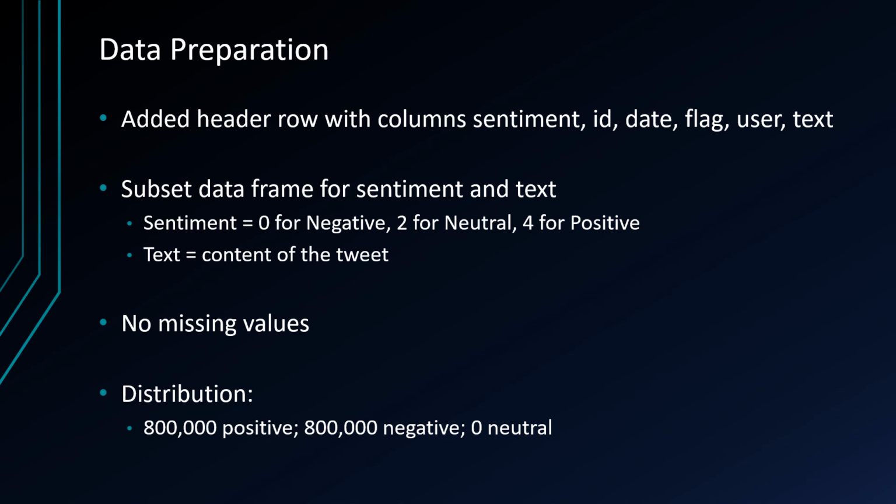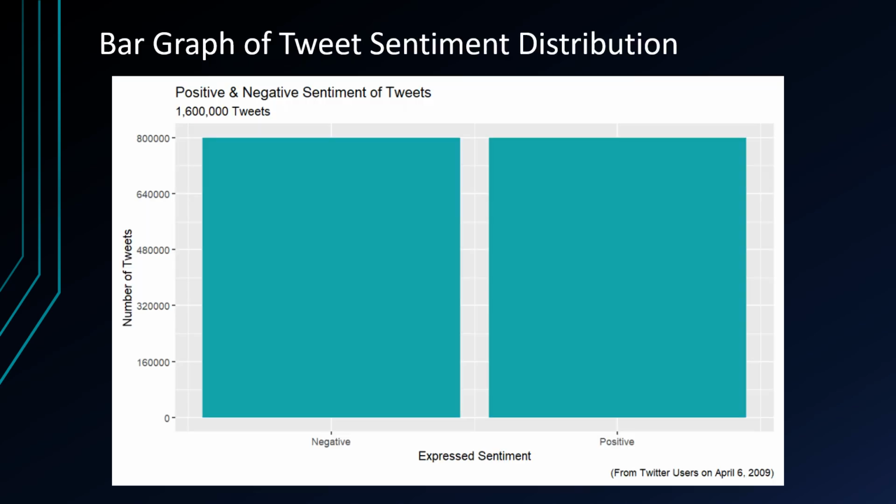The dataset contained no missing values, and the distribution of sentiment values showed 800,000 as negative and 800,000 as positive, which suggested that there were no neutral values. This was at odds with the dataset description, but a search for neutral values confirmed this as true. A bar graph shows the distribution of tweets between the negative and positive values. It also shows how massive this dataset is, which is too taxing for R to process. So, a stratified random sample needed to be taken.